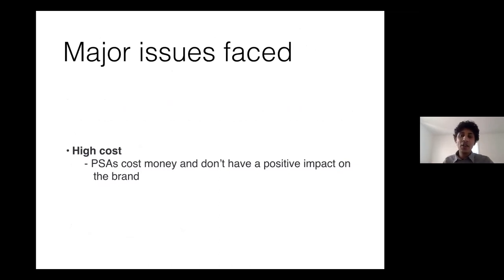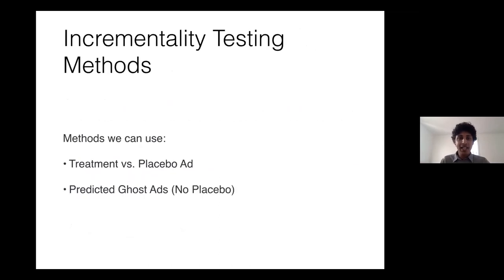So we built an innovative method which actually does this A-B test without paying for control. And here's how. Before I go into that, the method is actually called predicted ghost ads. So the first method is called treatment versus placebo. The second method that we built is a version of predicted ghost ads. The original predicted ghost ads method was published in a paper by Google, and Google uses this. What we did is take this predicted ghost ads method, make it better, and patent it. So we have a US patent on this. We also have a blog post in case anybody's interested in reading it.